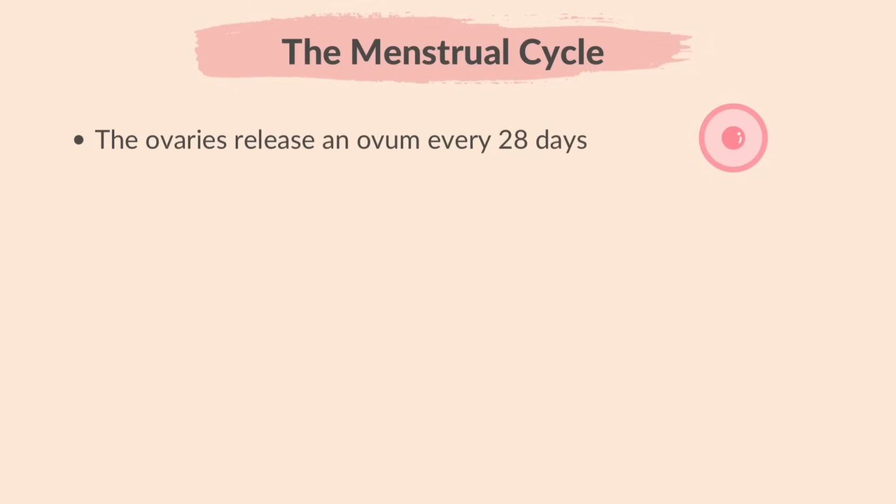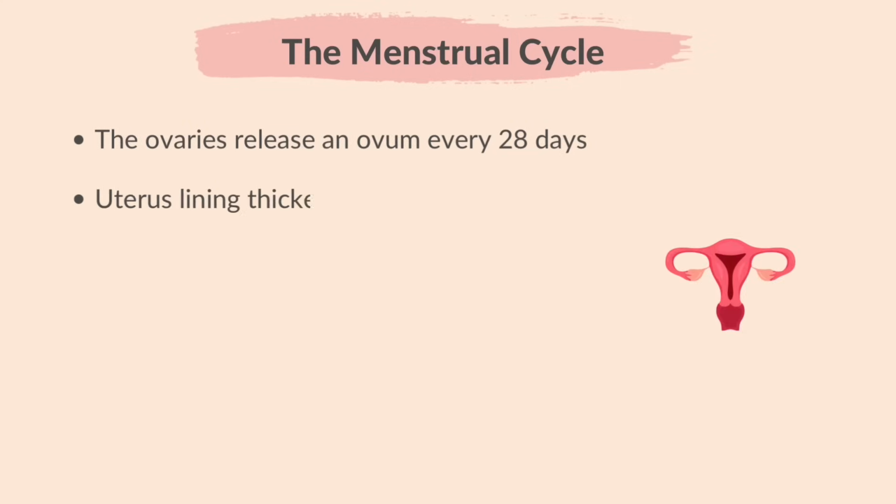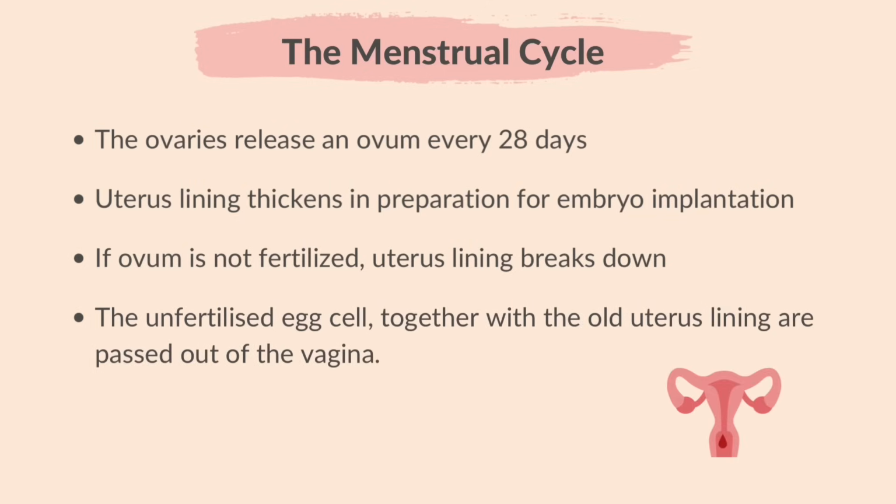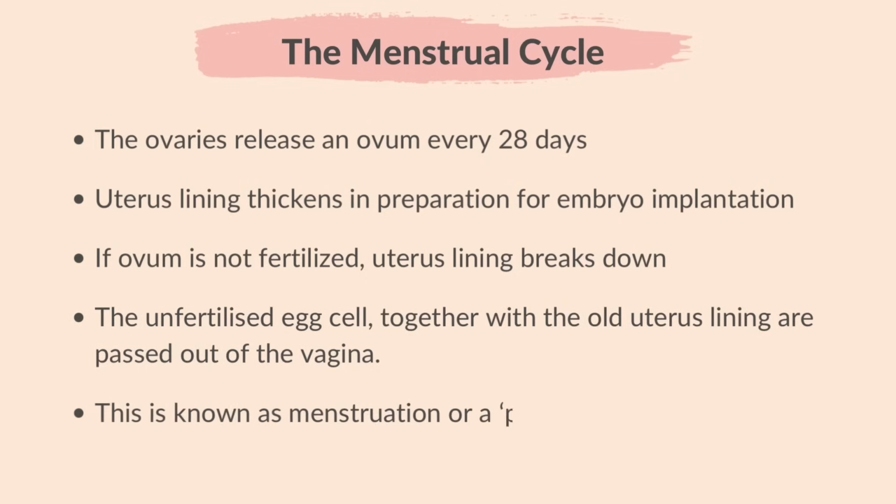Now let's learn about the menstrual cycle. Ovaries release an ovum or egg cell every 28 days. The uterus lining thickens in preparation for embryo implantation. If ovum is not fertilized, uterus lining breaks down. The unfertilized egg cell together with the old uterus lining are passed out of the vagina. This is known as menstruation or a period.